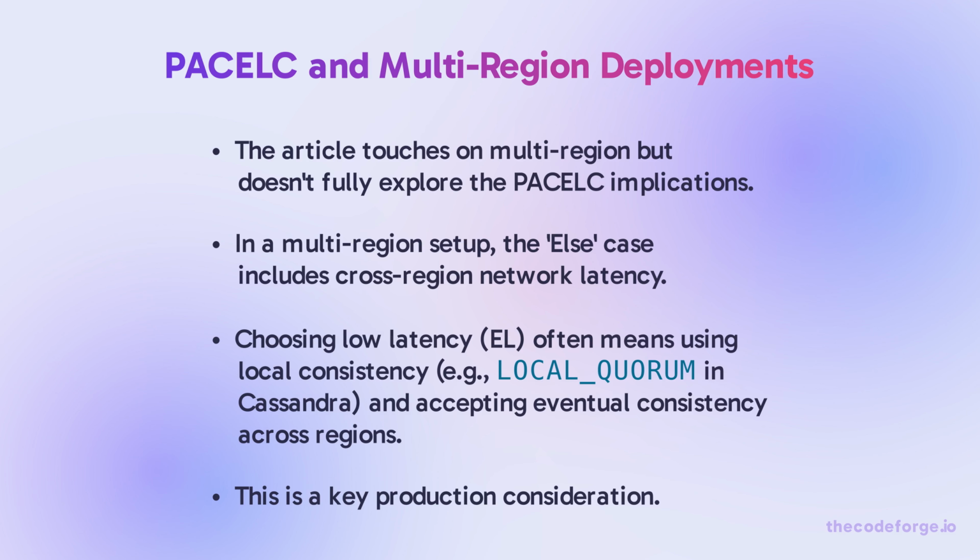The article touches on multi-region but doesn't fully explore the PACELC implications. In a multi-region setup, the else case includes cross-region network latency. Choosing low latency, EL, often means using local consistency, for example LOCAL_QUORUM in Cassandra, and accepting eventual consistency across regions. This is a key production consideration.